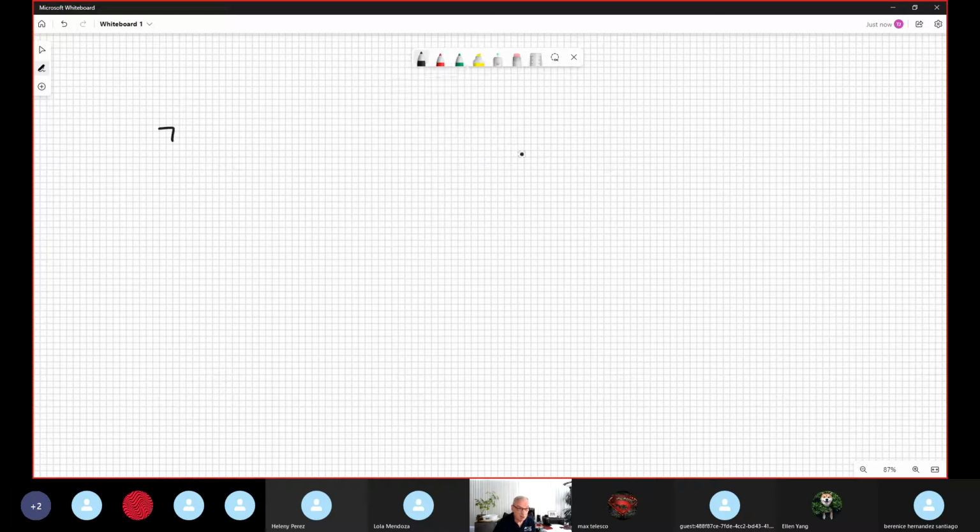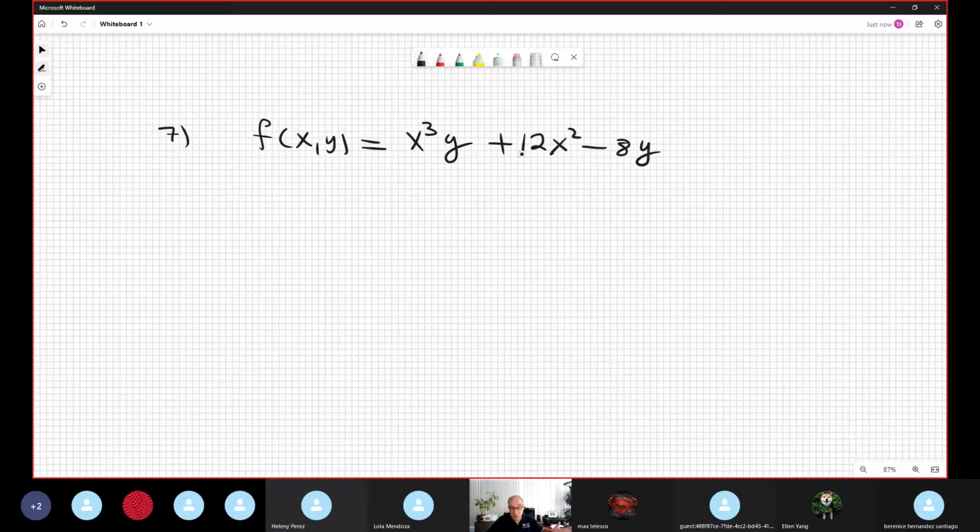Okay, question 7 is a typical max-min problem without constraint. One function is given that represents one surface in 3 dimensions. I have no idea what the name of this surface is because it's completely weird, cubic, but this is not important now. You need to find the max and min, and the domain is R2, the complete xy plane.